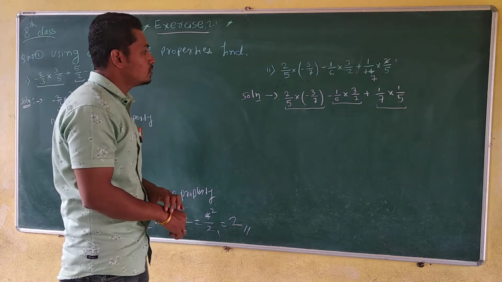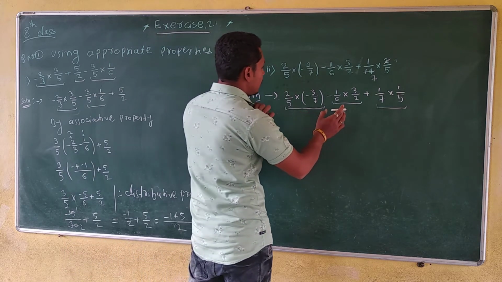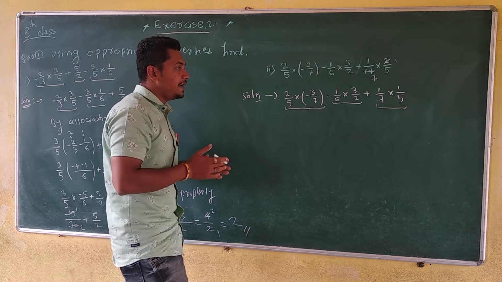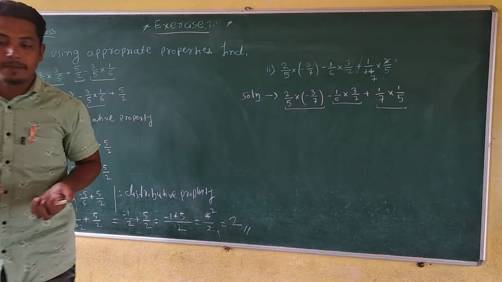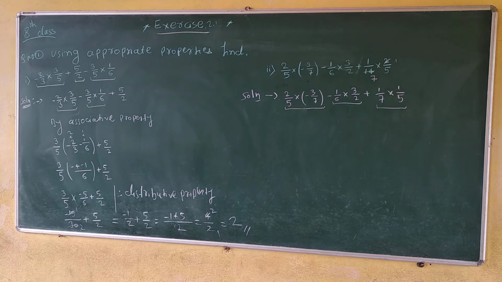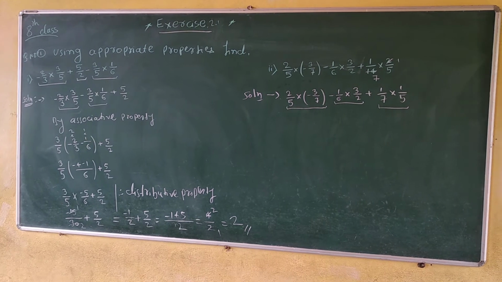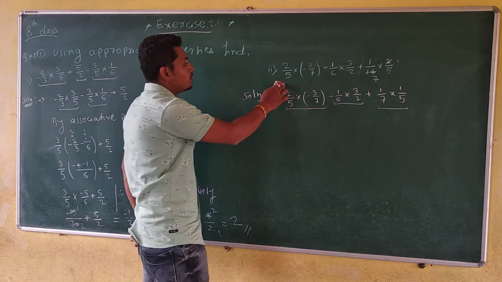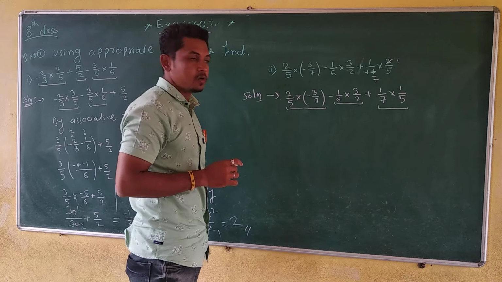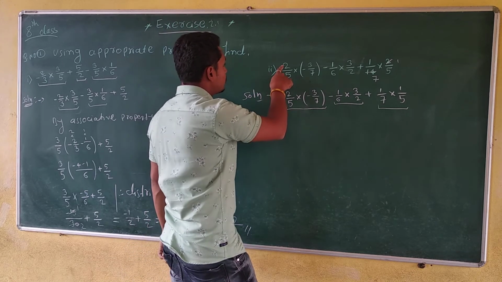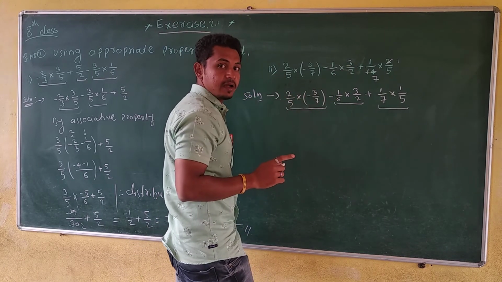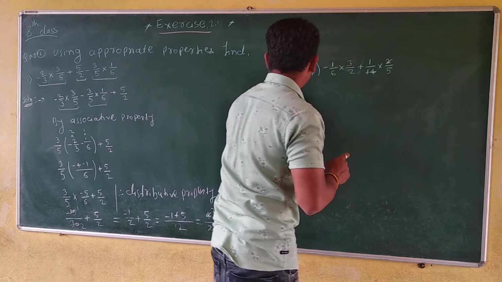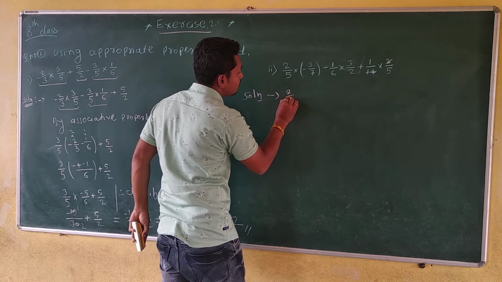Now we have to observe all these terms and find the common term between them. Next, now we have to find the common number. Okay. See here, which is the common number here? 2 divided by 5. 2 divided by 5. So according to this, we have to first write here 2 divided by 5.